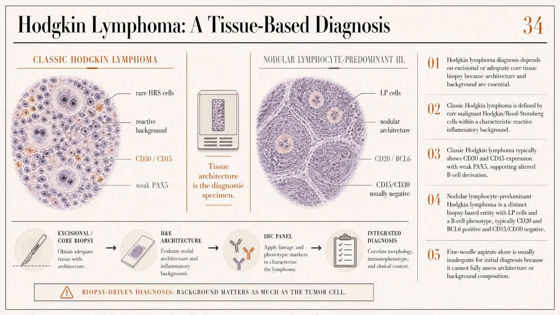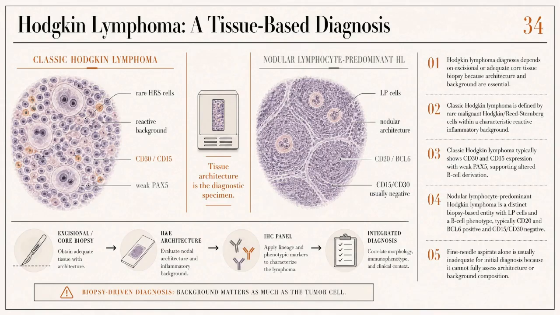In contrast, lymphocyte-predominant Hodgkin lymphoma, LPHL, represents a distinct clinical pathologic entity with unique histologic and immunophenotypic characteristics. LPHL is characterized by large popcorn or lymphocytic and histiocytic L and H cells arranged in a nodular pattern, often with preserved nodal architecture. Immunohistochemistry plays a pivotal role here. LPHL cells express B-cell markers such as CD20 and are negative for CD30 and CD15, which are typically positive in CHL Reed-Sternberg cells. This immunophenotypic distinction is crucial because it influences therapeutic decisions and prognosis.